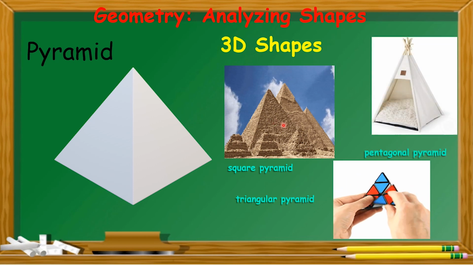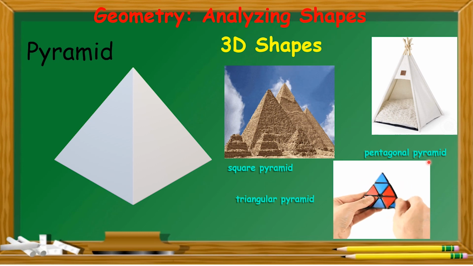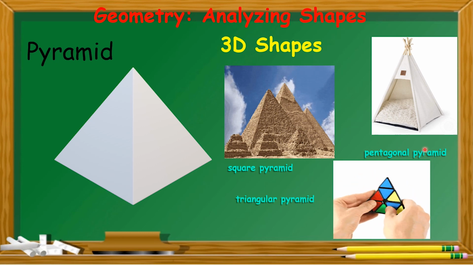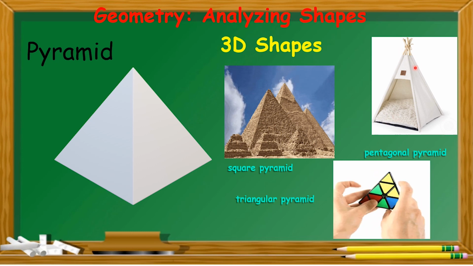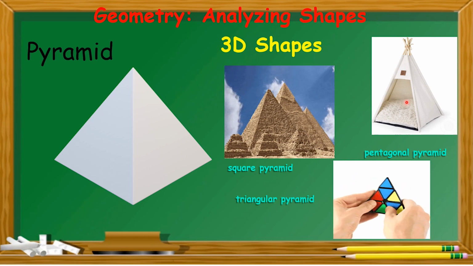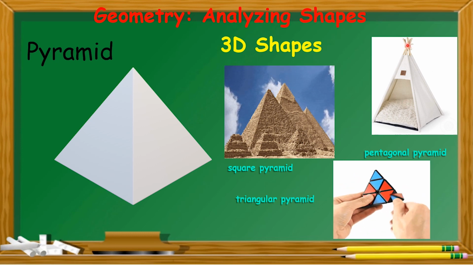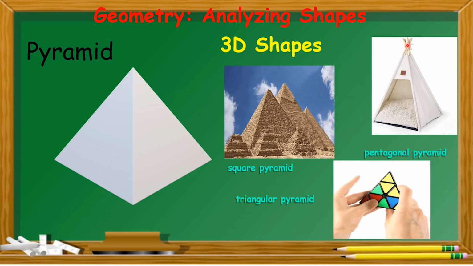Next, this one is a pentagonal pyramid. It has how many sides? 1, 2, 3, 4, 5. So it has 5 sides. And what is that? That is a corner. So it has 5 sides and a corner.